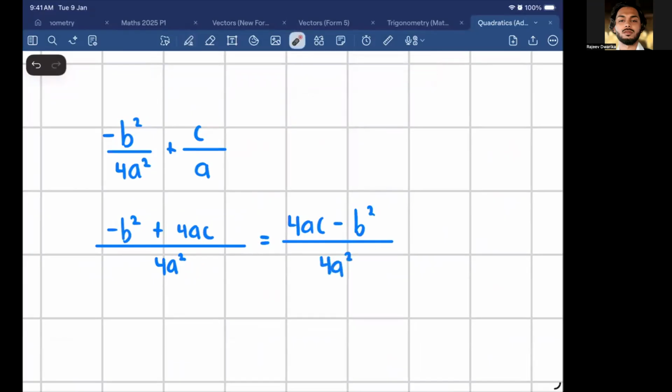Serena, does this confuse you by me rearranging it? No, sir. Okay, Kayla, what about you? Does it confuse you if I rearrange it?